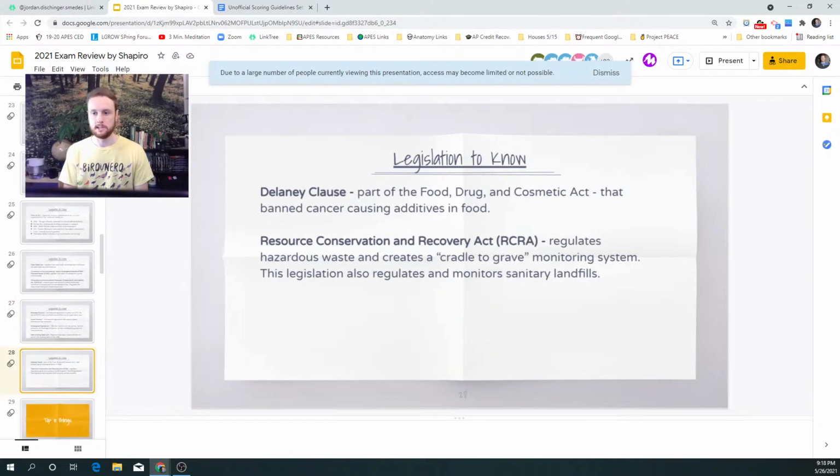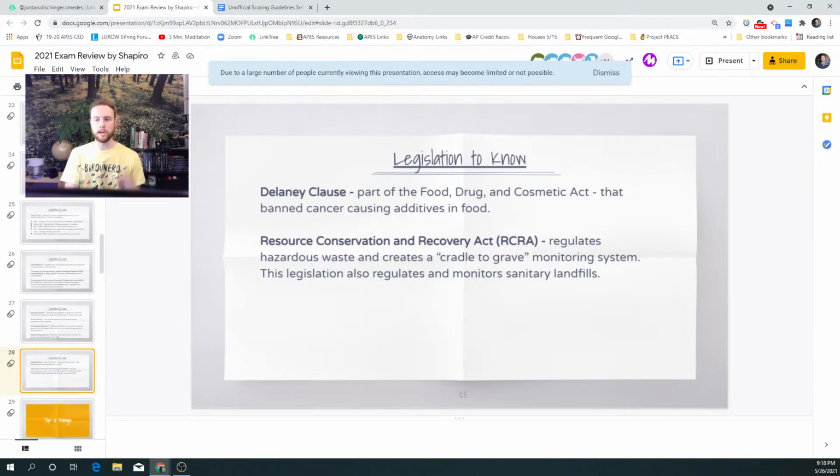Other laws. The Delaney Clause. This is probably the least well understood in terms of APES legislation. It's part of the Food, Drug, and Cosmetic Act, and basically it targets carcinogens in food. So some dioxins can be endocrine disruptors. PFAS is a great example. Fluorinated compounds. But again, it's just going to be targeting things like BPA in food and really trying to keep people safe from carcinogens. So there's the Delaney Clause.